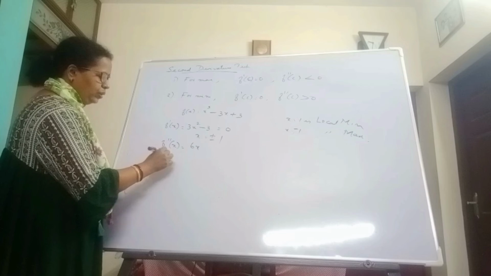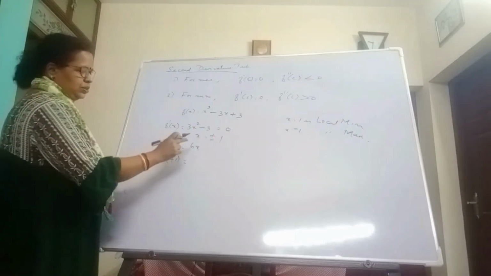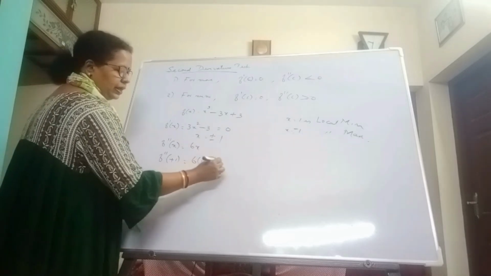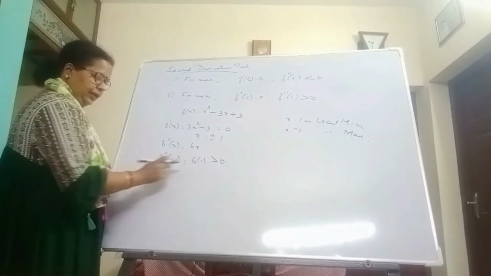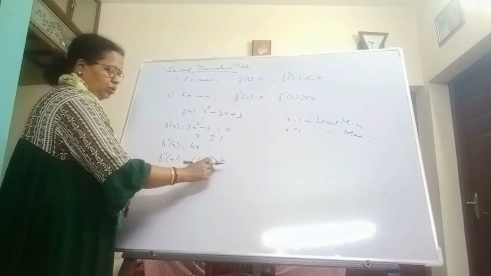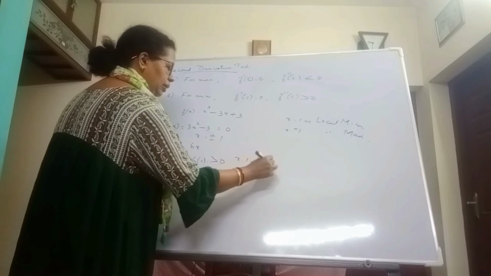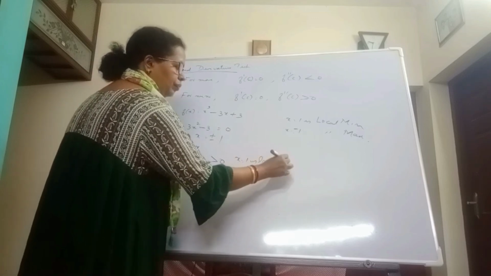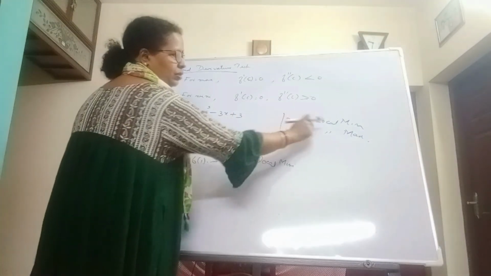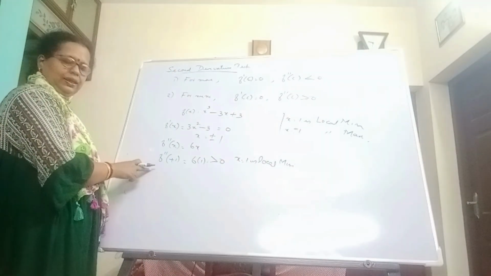Now what we have to do? Find f double dash of plus 1. f double dash of plus 1 is what? 6 into 1, which is greater than 0. It is positive. Second derivative greater than 0 means what? x equal to 1 is local minima. And what did we get last time? x equal to 1 is local minima. So here we are getting it very easily.